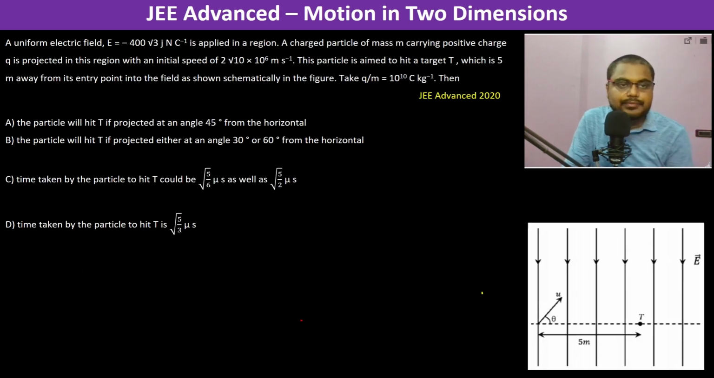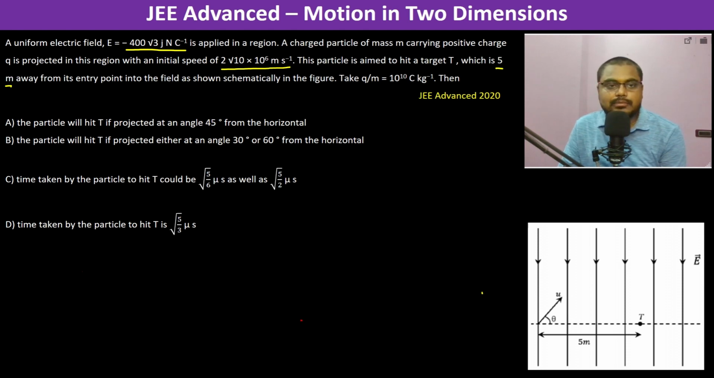Electric field that is 400 root 3 is applied in a region. Okay, this is a uniform electric field applied. Charge particle of mass m carrying positive charge q is projected in this region with this much speed. The particle is aimed to hit at a target t, which is 5 meter away from its entry point into the field as shown schematically in the figure. Take q by m is this much, then.